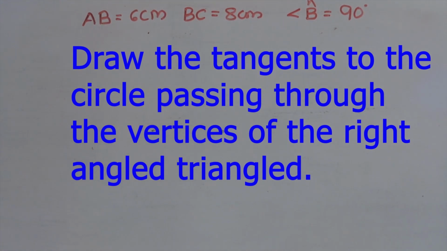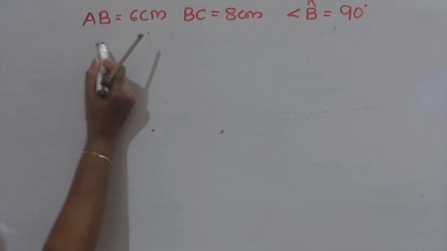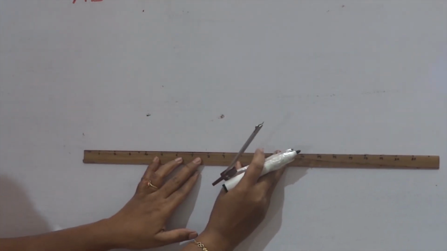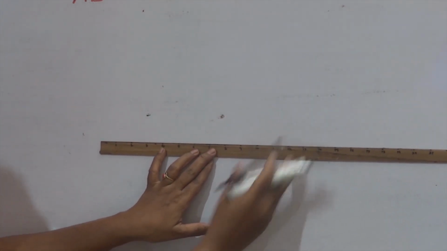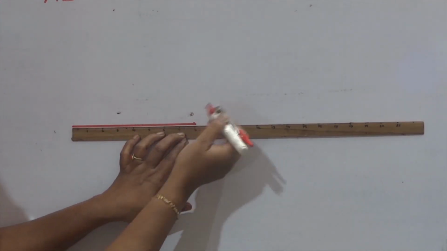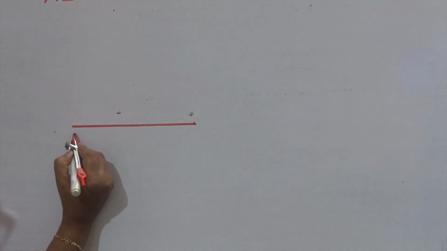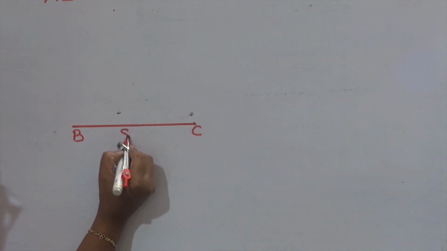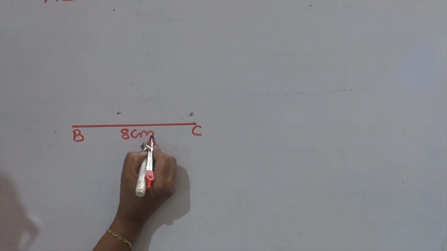Construction: first we have to construct a right angled triangle, and this right angled triangle should have a right angle at B. To do that, first let me draw a line segment of length 8 cm. Let us name this as BC, and it has the length 8 cm.